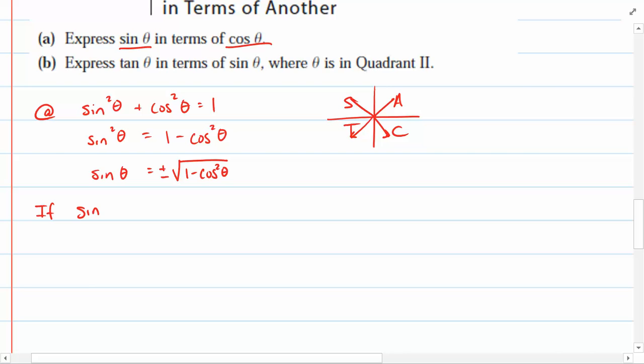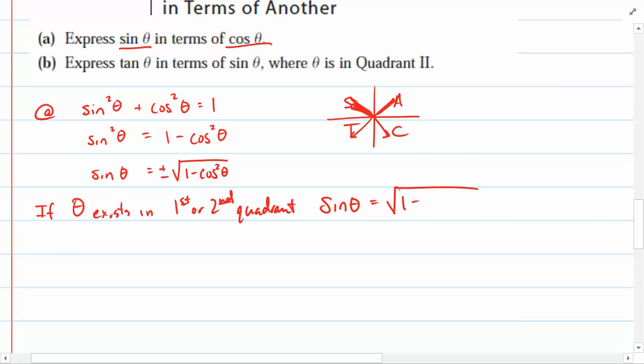If sine, or I'm sorry, let's say it this way. If theta, the angle, exists in the first or second quadrant, we know that sine of theta has to be positive because all trig functions are positive in the first quadrant and all sine functions are positive in the second quadrant. So if theta exists in the first or second quadrant, then sine of theta must be positive, so that must be the square root of 1 minus cosine squared of theta.